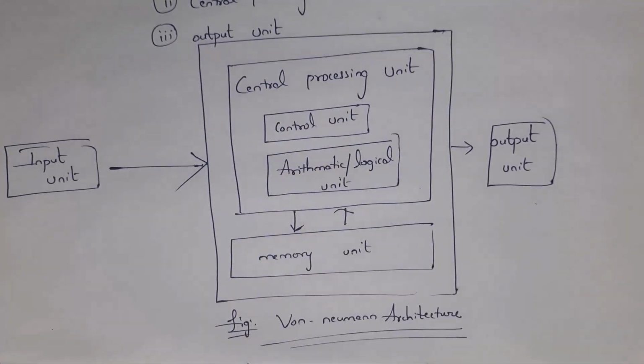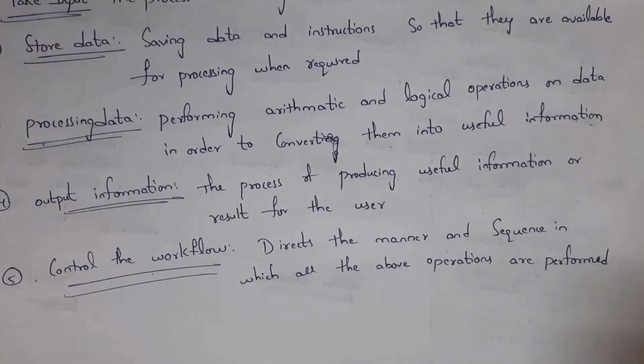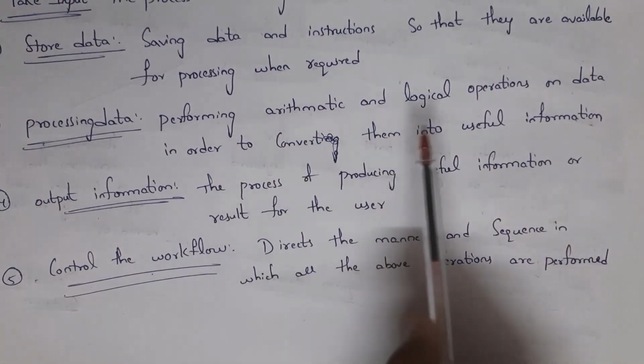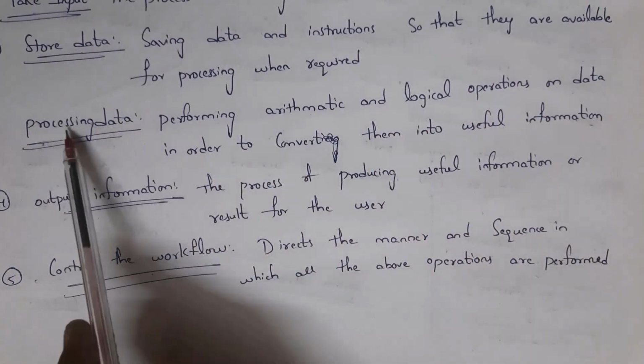Control unit means whatever the instructions or operations that the CPU receives, all these operations are controlled by the control unit. Next one is the arithmetic and logical unit. Data processing tasks are handled by the arithmetic and logical unit. As I already said before, it performs arithmetic and logical operations on data in order to convert them into useful information. That is nothing but processing data.